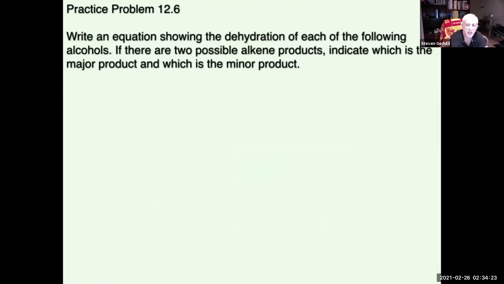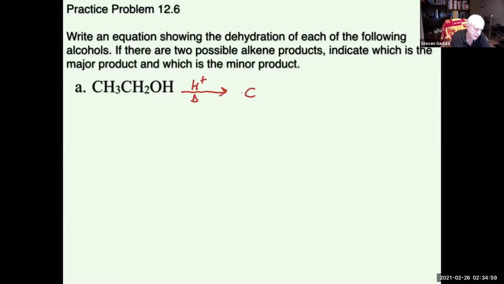Write an equation showing dehydration of each of the following alcohols. If there are 2 possible alkene products, indicate which is a major product and which is a minor, or whether it's going to be 50-50, could be either one of those. So this is ethanol. Let's take the dehydration of ethanol. Dehydration means removal of water. So we're going to dehydrate that. Acid plus heat.